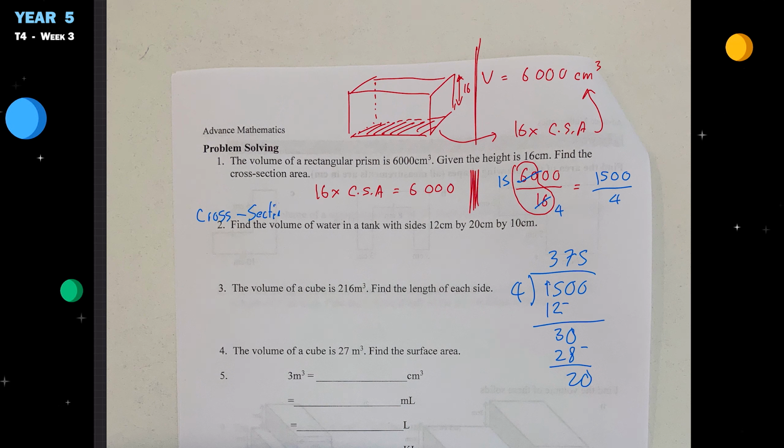Cross-section area is equal to 375 centimeters squared. We're talking about area. So there's your answer.